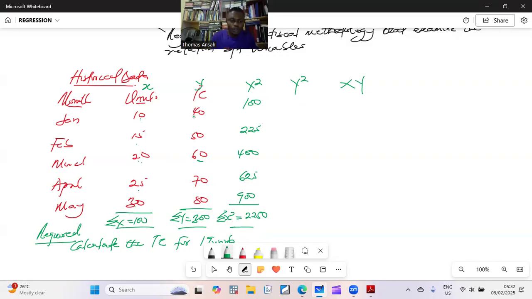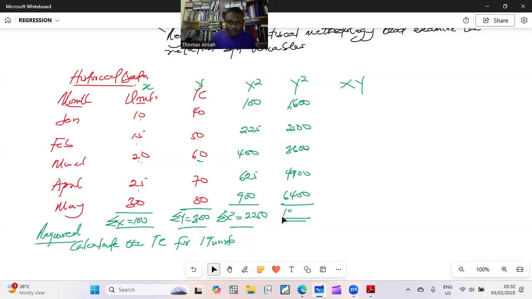Let's square our y. Squaring 40 will give you 1600 because 4 fours are 16. Squaring 50 is 25, so 2500. 60 squared is 3600. 70, that's 49, so 4900. 80 is 64, so 6400. Add all these things together, that gives you like 19,000. So you have sigma y squared equals 19,000.